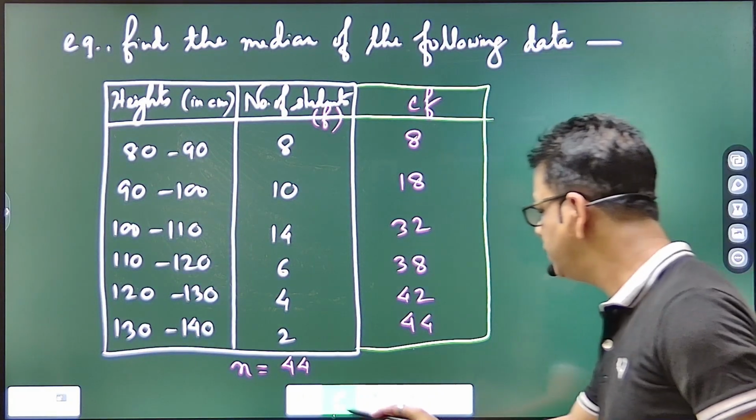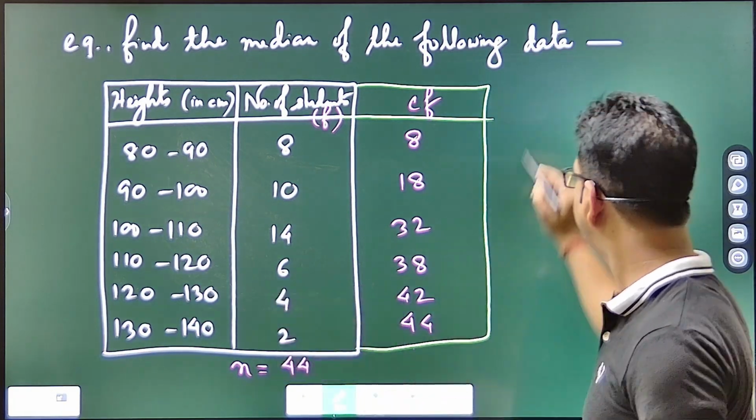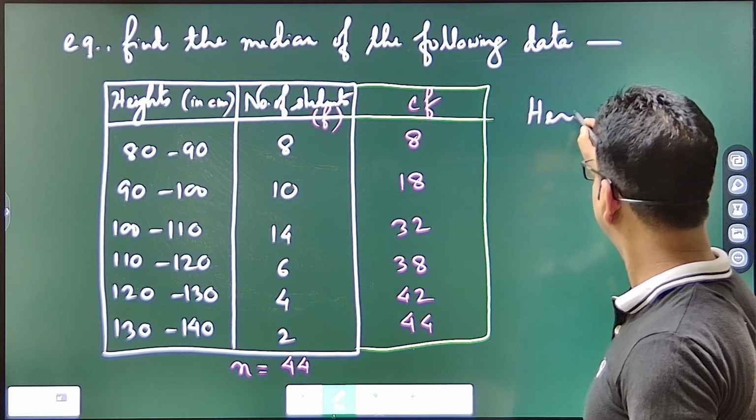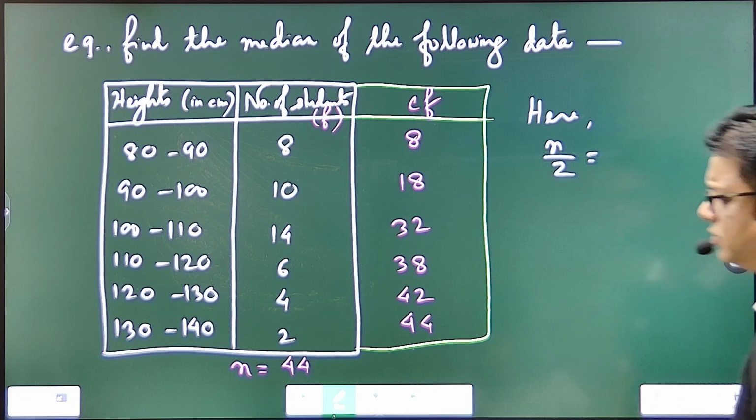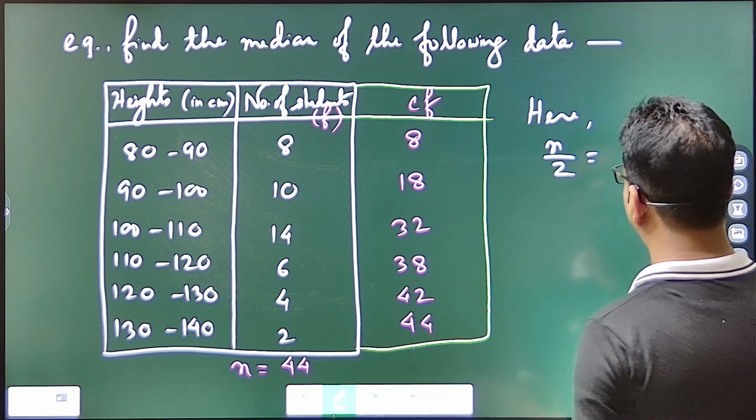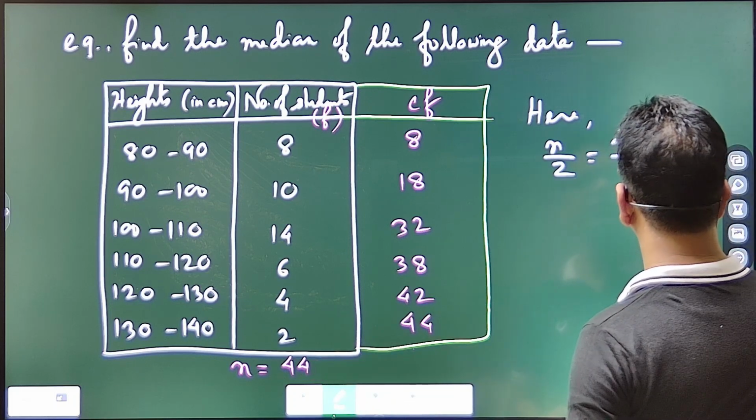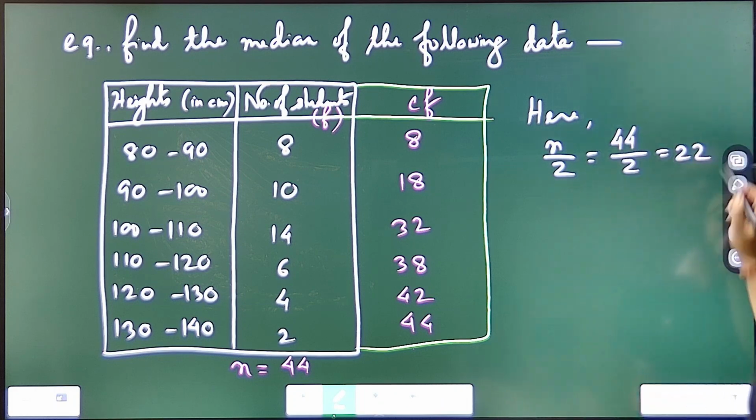Now, to get this solution, first of all, we find n by 2, divide by 2. So, what is n? N is 44. So, n by 2 means 44 by 2. How much? Okay, we just find n by 2. N by 2 is 44 by 2, so 22.